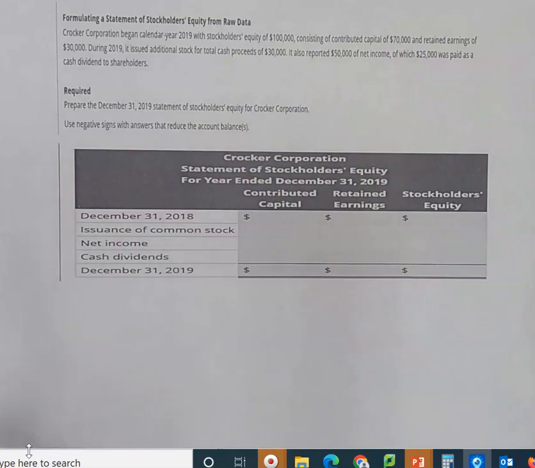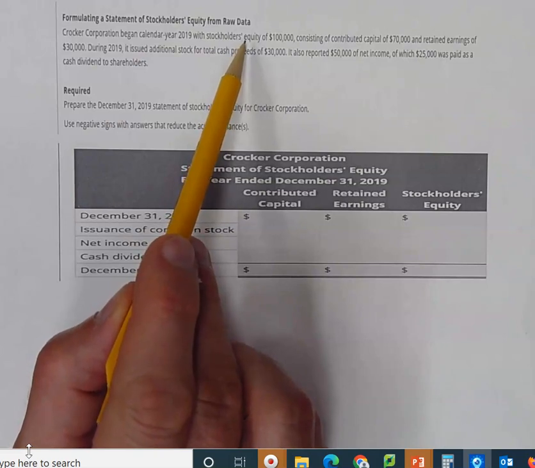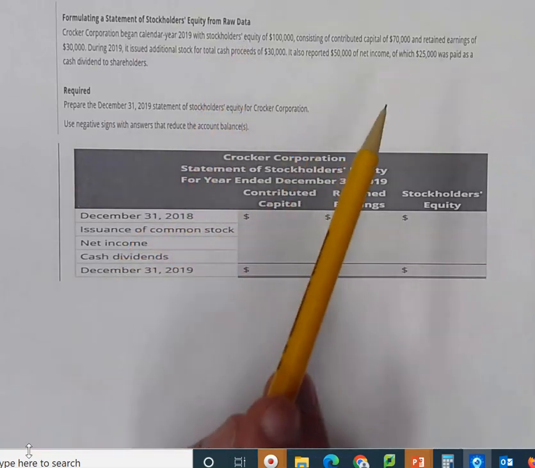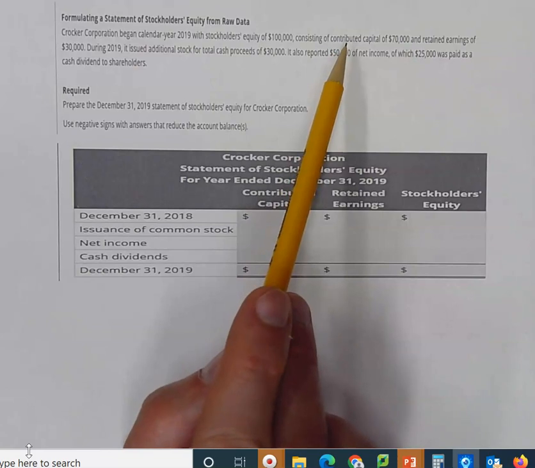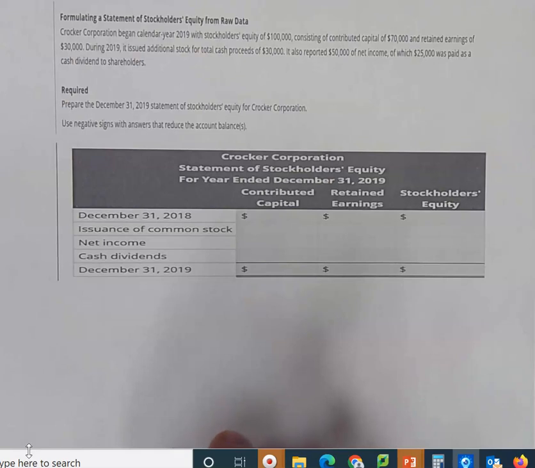of $30,000. So this would be a good time to review the fact that stockholders' equity is made up of two components. One is contributed capital, and we can define contributed capital mostly as money put into a business. Now, it doesn't necessarily have to be money. Other assets can be contributed capital. Okay, but usually it is money.